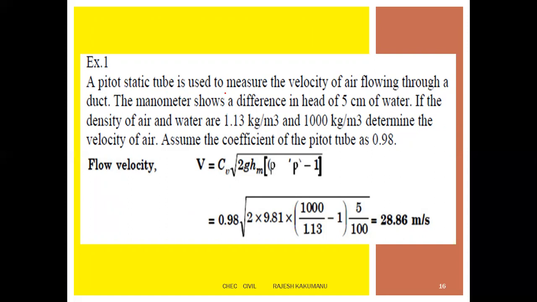A Pitot static tube is used to measure the velocity of air flowing through a duct. The manometer shows a difference in head of 5 centimeters of water. If the densities of air and water are 1.13 kg per meter cube and 1000 kg per meter cube, determine the velocity of the air. Assume the coefficient of the Pitot tube is 0.98. So taking the flow velocity, V is equal to Cv into root 2g h times (rho water by rho air minus 1).